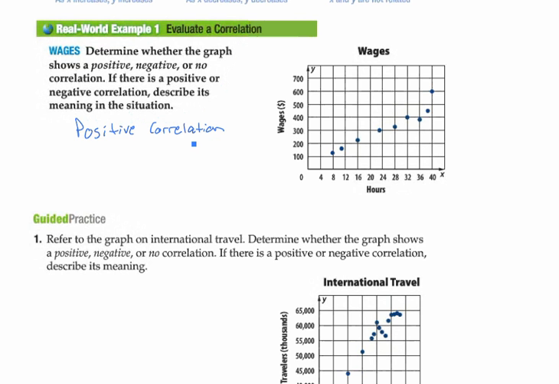Since there is a positive correlation, now let's go ahead and look at what we're dealing with. We're dealing with hours versus wages. Well, we said there's a positive correlation, so it looks like as the hours increase, the wages increase. And that's what we're going to say: as hours increase, wages increase. Okay, scatter plots are a nice quick representation of information so we can summarize that data. Go ahead and look at guided practice number 1.